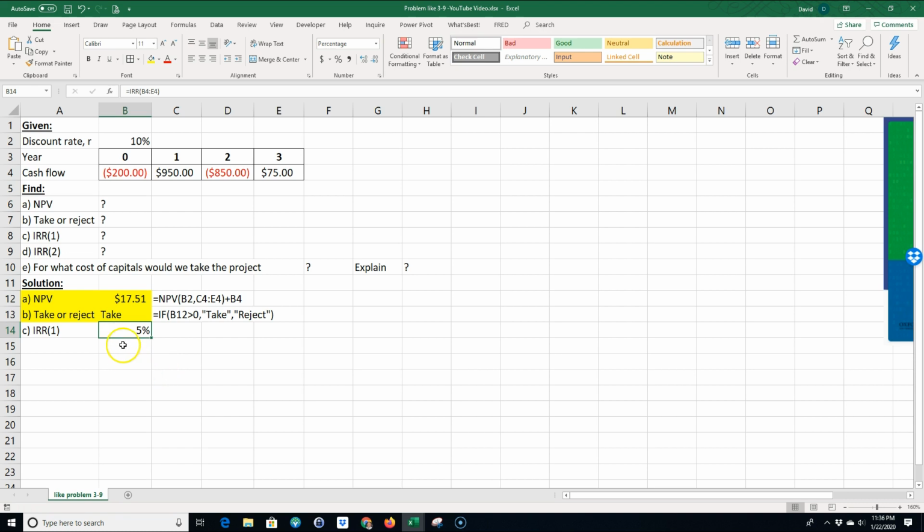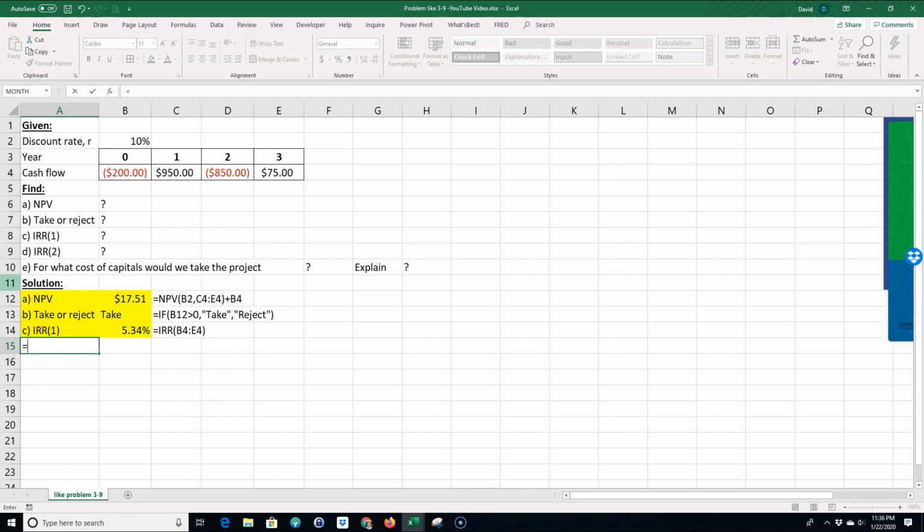Now remember, whenever you're doing finance and solving things in Excel, it does something I don't really like. It rounds percent to zero decimal places. You should always take percent answers to at least two decimal places. Okay, so that's one of the internal rates of return that these cash flows actually have.